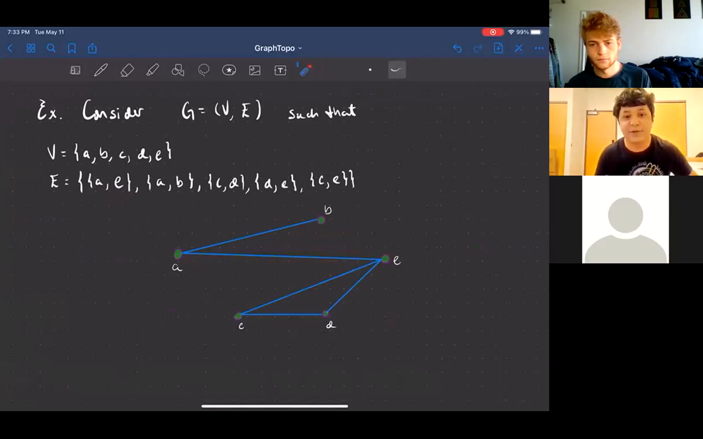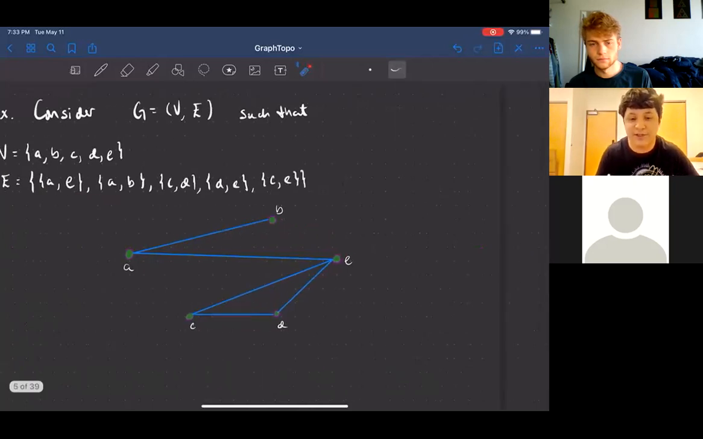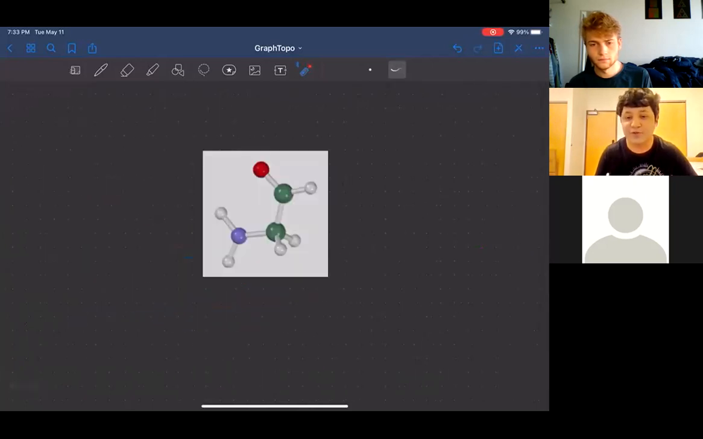So this is probably not the first time you have seen this. Graphs are somewhat present in our daily lives. For example, in chemistry, we have a useful representation of molecules as graphs. So you have a lot of points joined by edges.